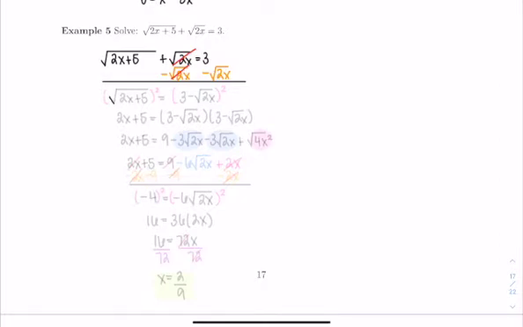So we have the square root of 2x plus 5 equals 3 minus the square root of 2x. So to undo our square root, on the left-hand side, we are going to square both sides. And so on the left, we end up with just 2x plus 5. And on the right, I'm going to write this twice so that I can FOIL it.